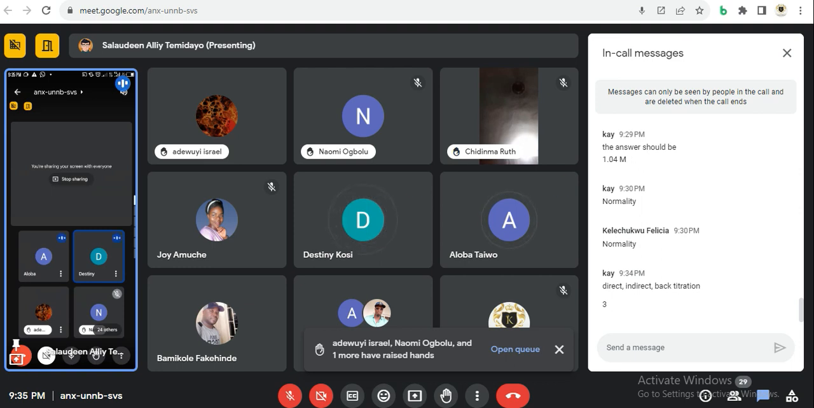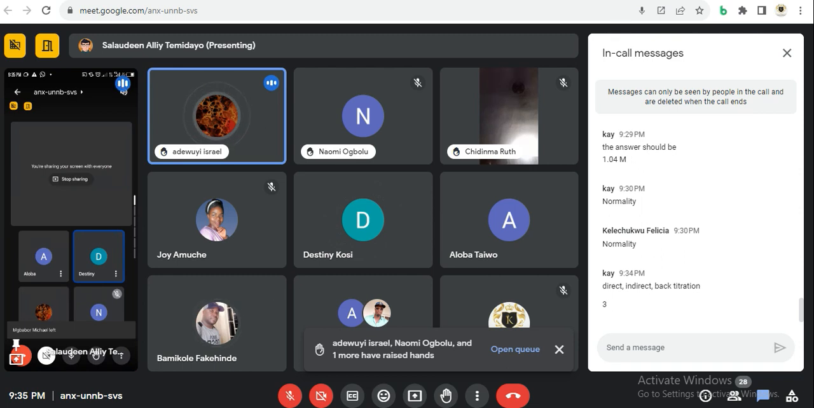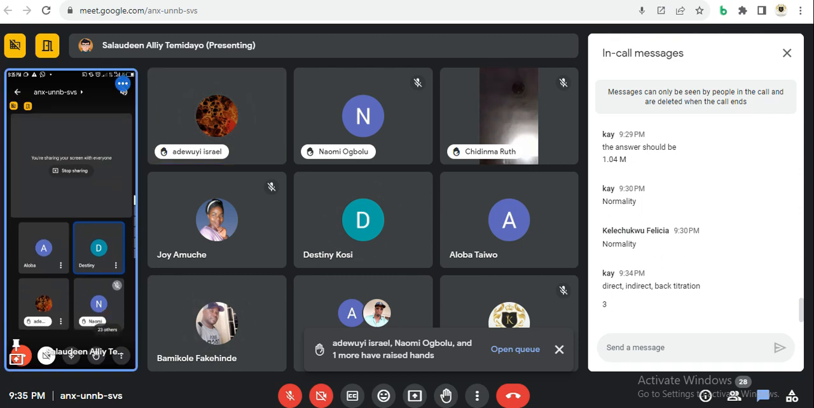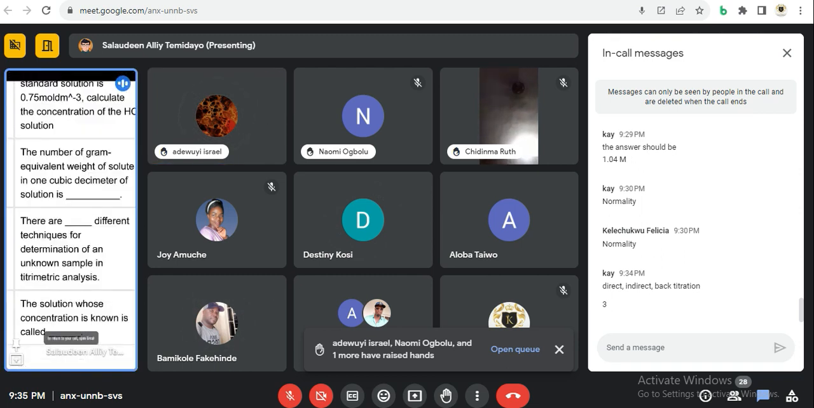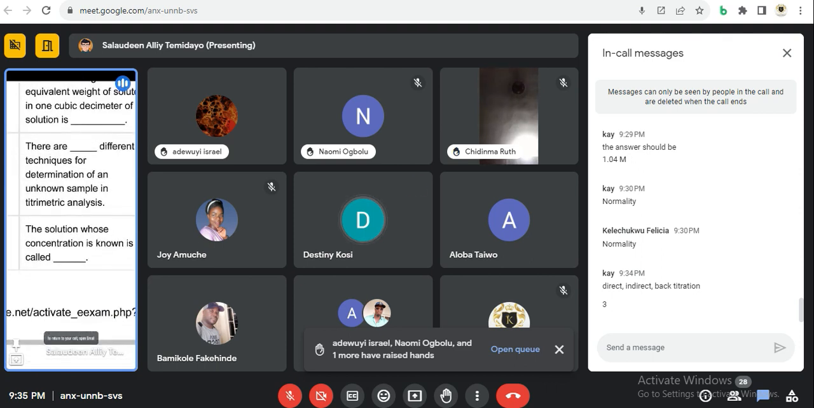So when it is direct titration, the standard solution directly reacts with the substance being determined. That's when you have the base as the standard solution and the acid you want to determine its concentration. For the back titration, a measured amount of standard solution is added to the sample. As for the indirect titration, it doesn't react with it straight, but it reacts with another thing that produces it inside. The next question is, the solution whose concentration is known is called what?